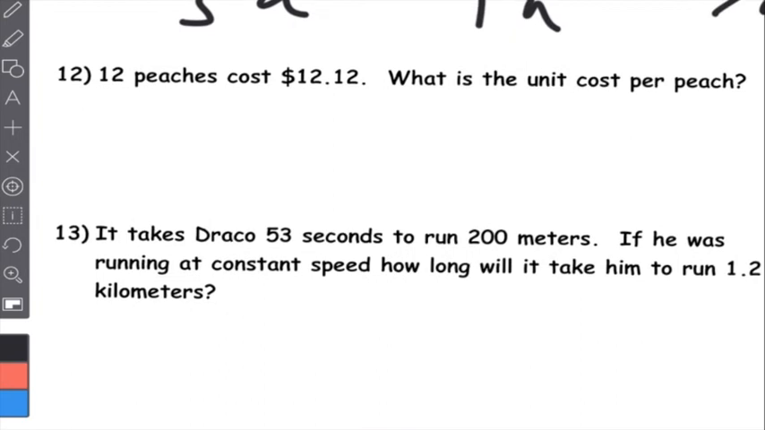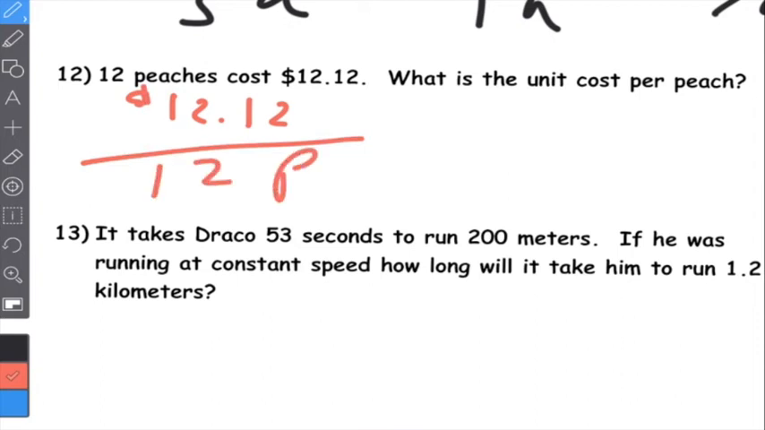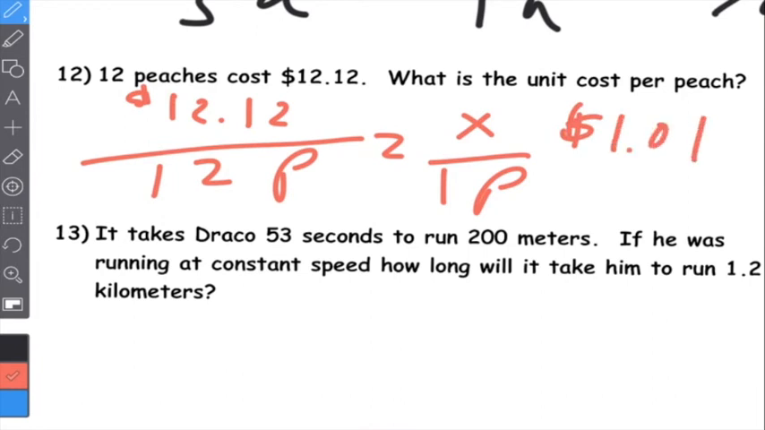Okay, so 12 peaches cost $12.12. What is the unit cost for the peaches? So $12.12 for 12 P for peaches equals X, I don't know how much, over 1 peach. So divide by 12, you will get $1.01 per peach. Okay, let's see. Number 13, so we have 2 more to do.